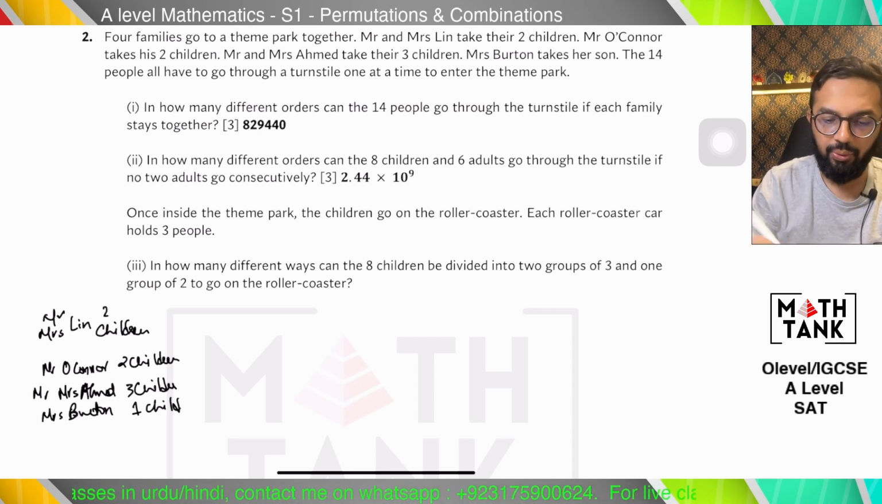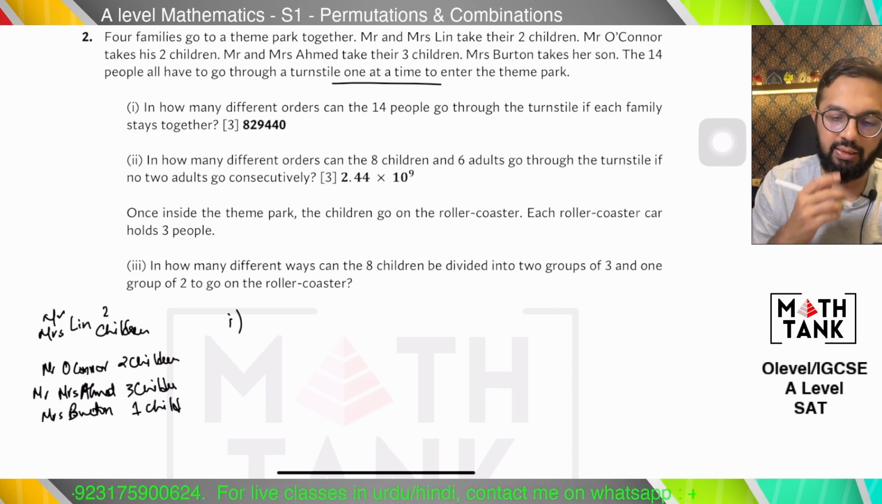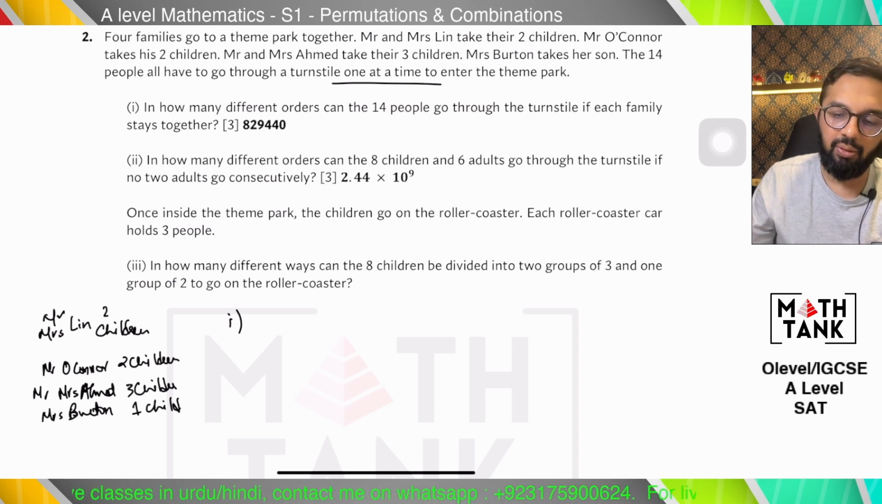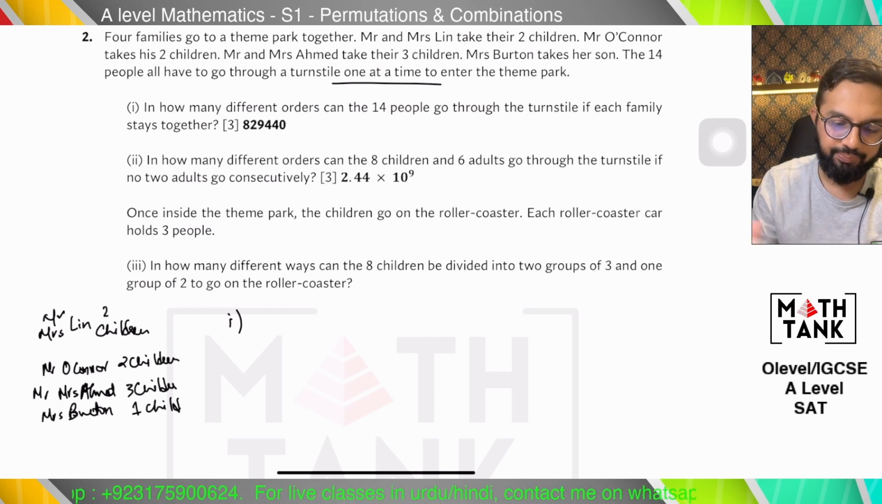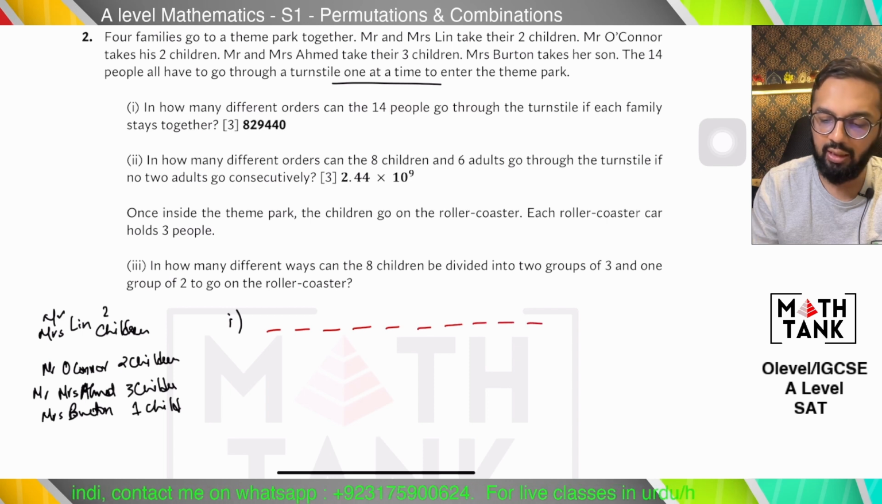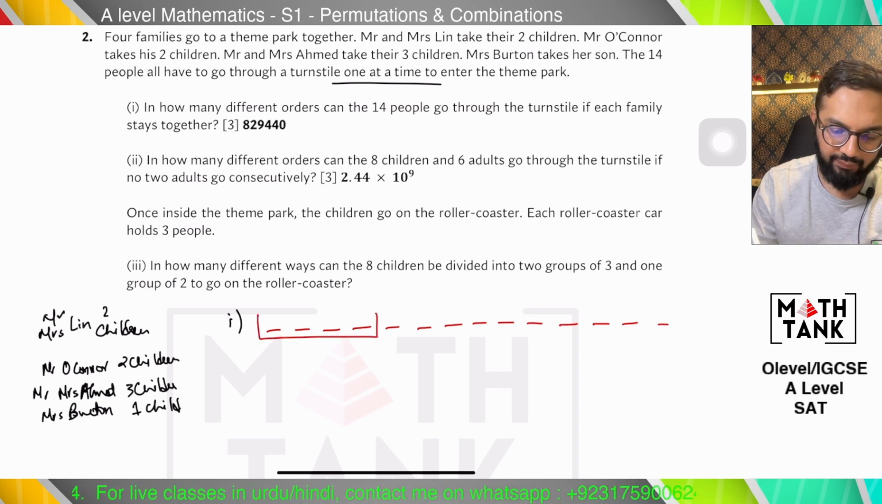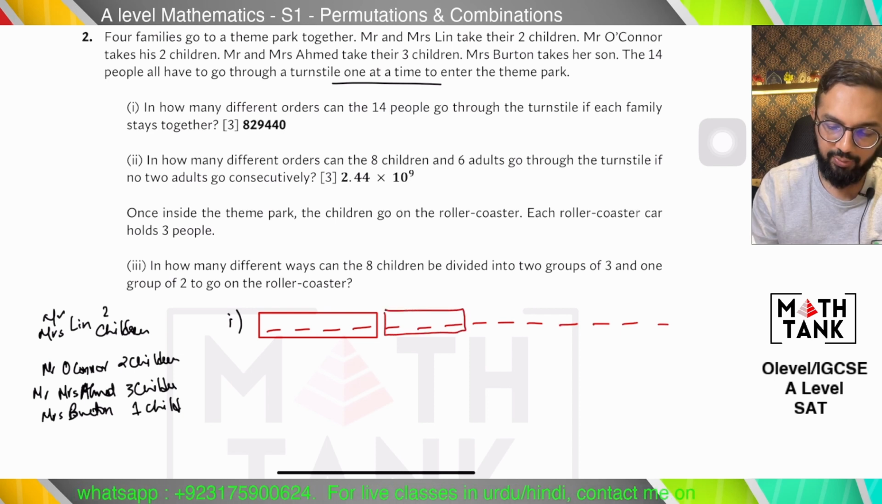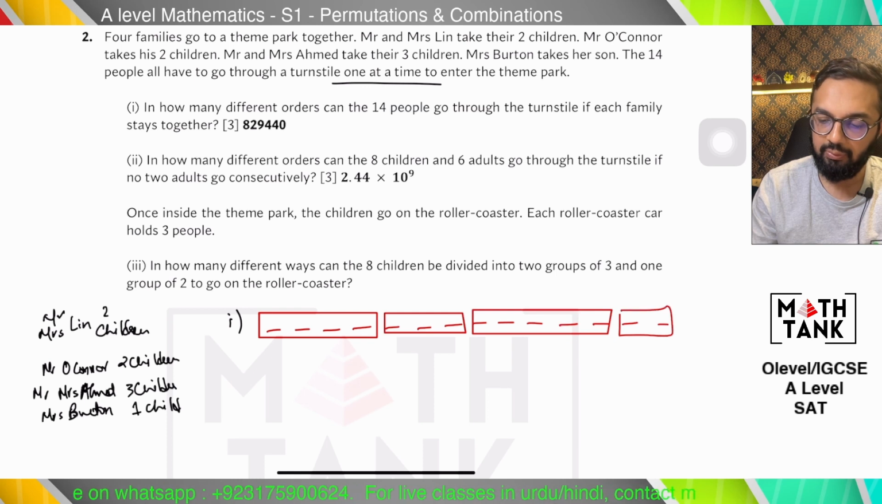The 14 people all go through a turnstile one at a time to enter the theme park. In how many different orders can the 14 people go through the turnstile if each family stays together? So 1, 2, 3, 4, 5, 6, 7, 8, 9, 10, 11, 12, 13, 14. Each family stays together. The first family has 4 people, so I put a box on 4. The next family has 3 people, so I put a box on 3. The next family has 5 people, so I put a box on 5. And the next family has 2 people.